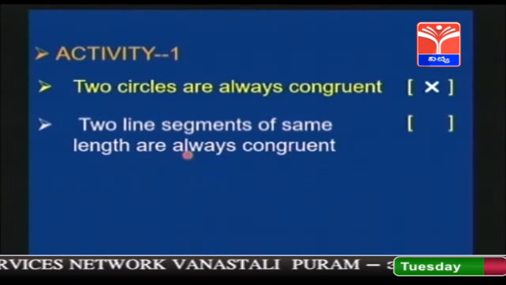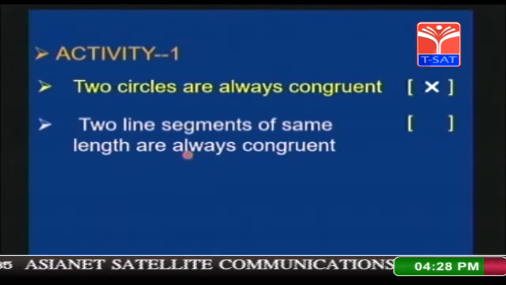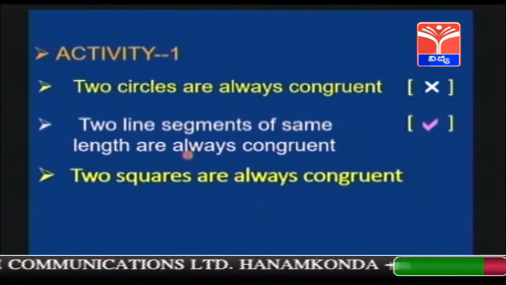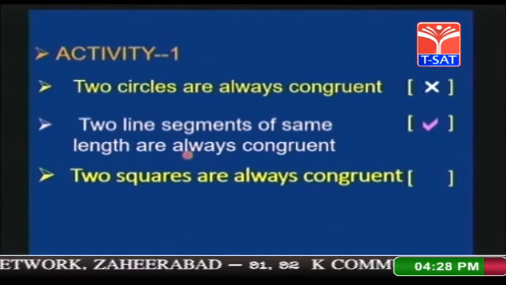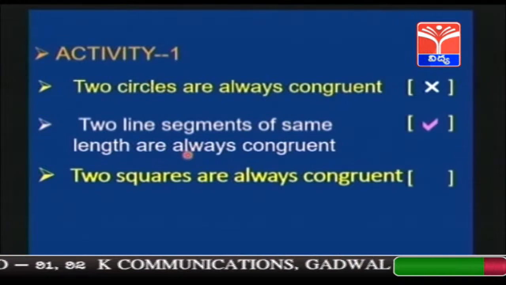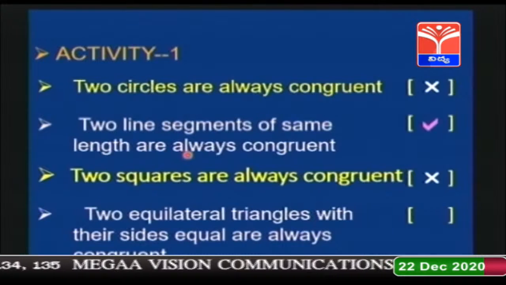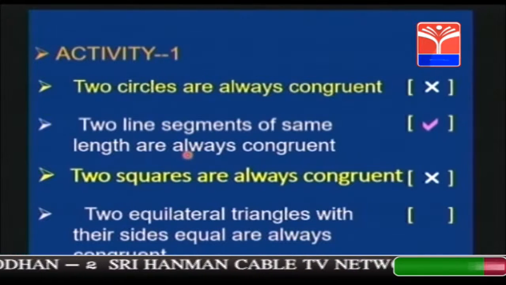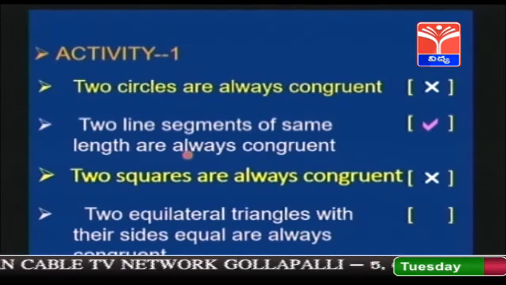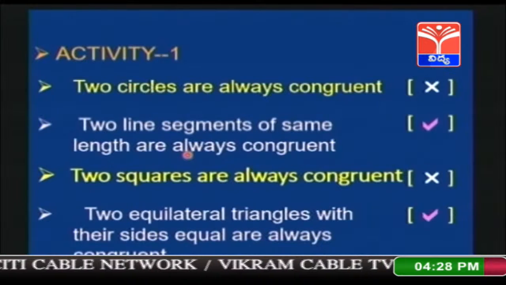Now second, two line segments of the same length are always congruent. The statement is right, because their lengths are equal. Now third one, two squares are always congruent. Children, read it once again. Two squares are always congruent. No, two squares of equal side length are always congruent. So this is a wrong statement. Now, two equilateral triangles with their sides equal are always congruent. Yes, if the sides are equal, two equilateral triangles are congruent.